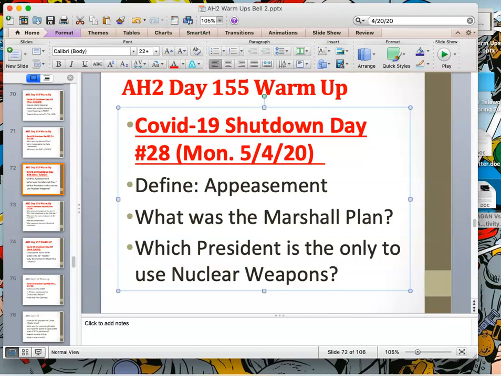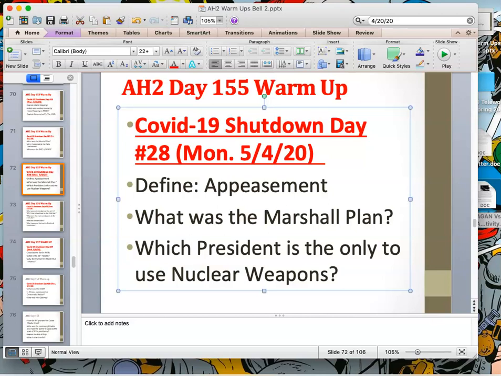But before we get started, this is day 155 of 180 of the regular school year. It's COVID-19 shutdown day 28. This is your lesson for Monday, May 4th, 2020. For you Star Wars fans, may the 4th be with you, like myself.